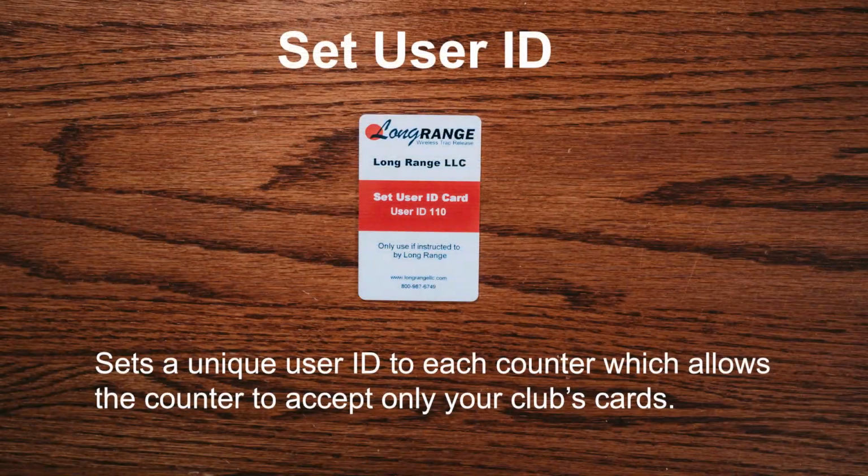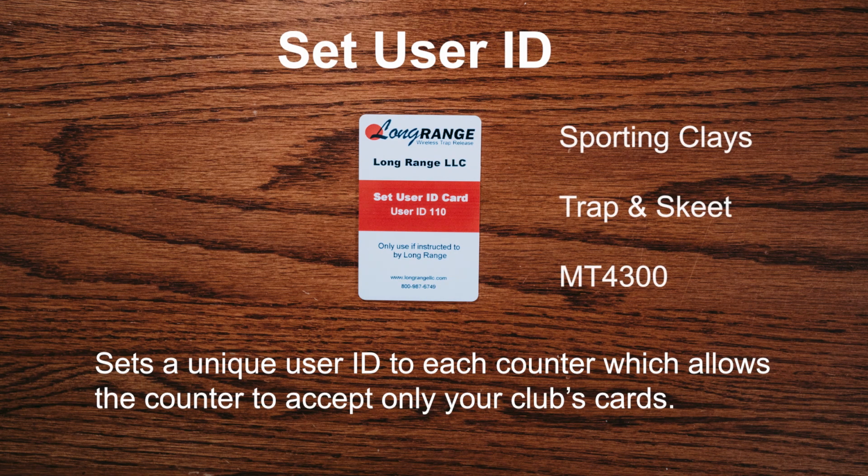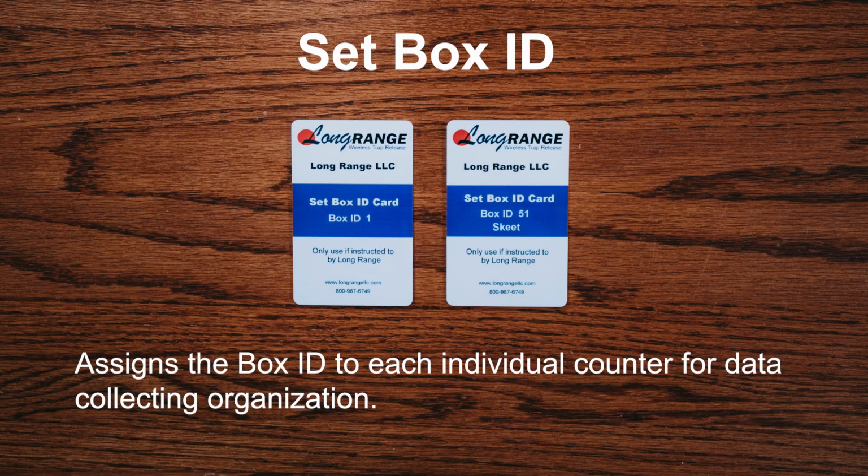The Set User ID card sets a unique user ID to each counter, which allows the counter to accept only your club's cards. The Set User ID card is used on Sporting Clays counters, Trap and Skeet counters, and the MT4300. The Set Box ID card assigns the box ID to each individual counter for data collecting and organization. These cards are used on Sporting Clays counters and Trap and Skeet counters.